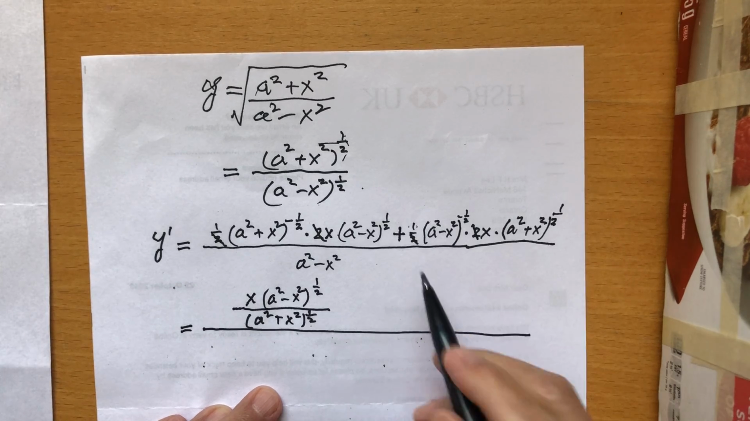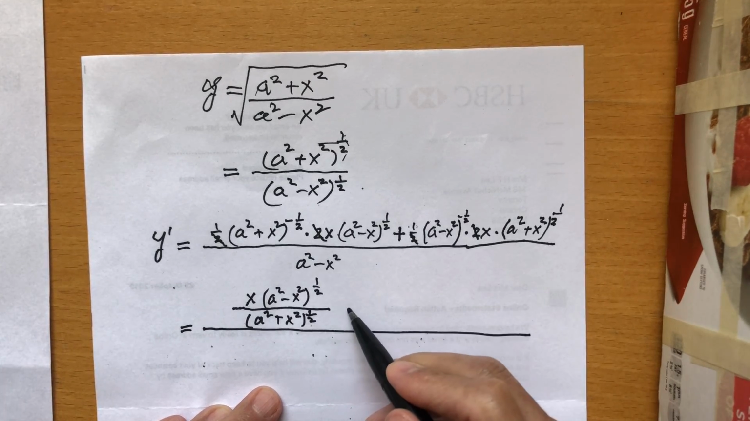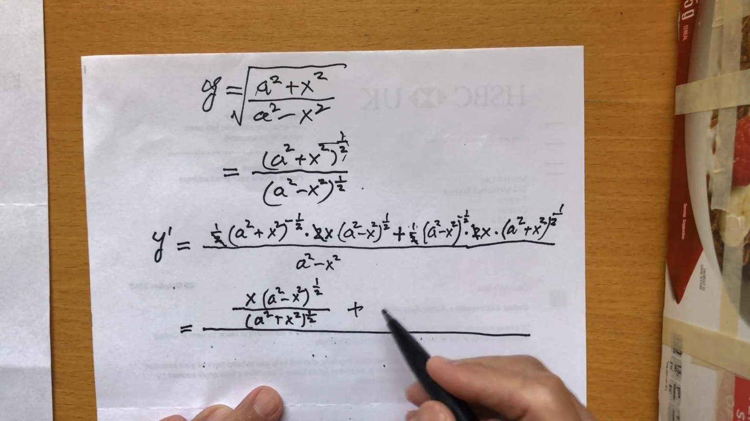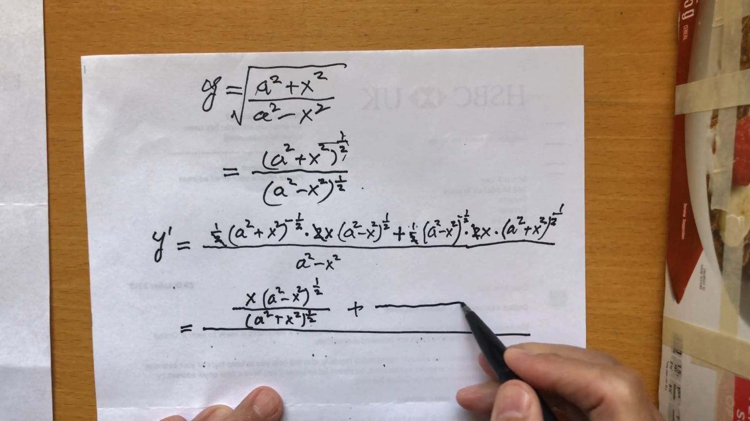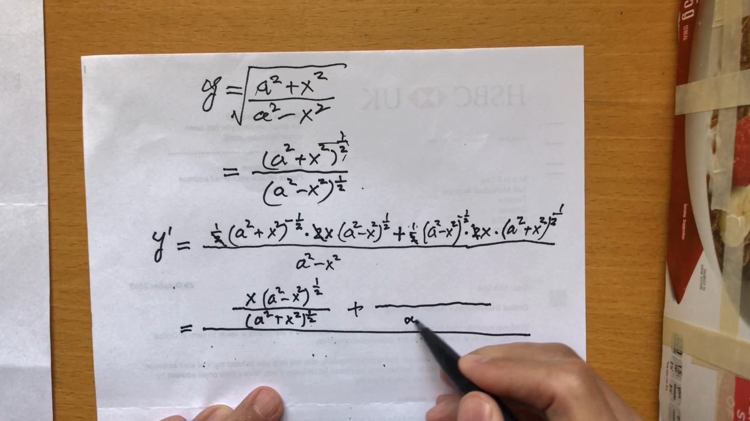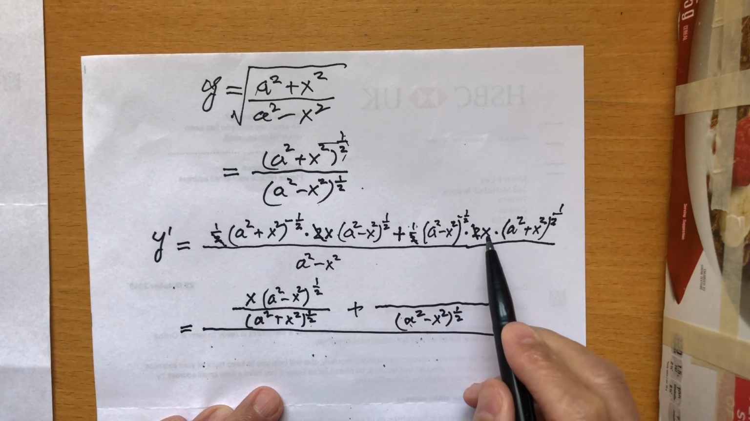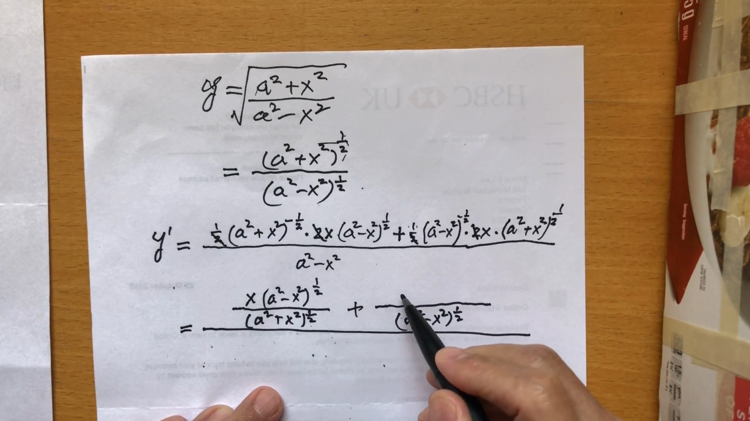Similarly, I do this part. Plus, I put this into the denominator. So a squared minus x squared, to the 1/2. And the top is just x times this.